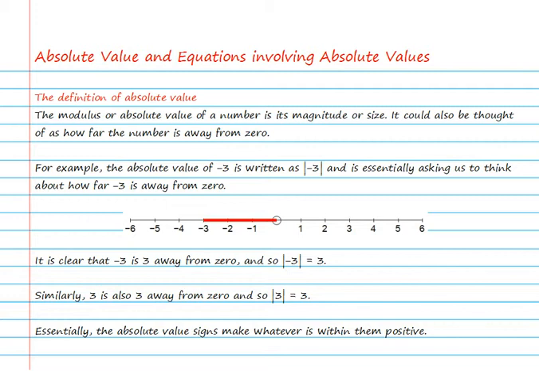So for example, what we're talking about is that the positive or negative, the sign of it, is irrelevant. We're interested in the size of it. We can also think about the absolute value of a number as being how far it is away from zero. So for example, the absolute value of -3, the notation is here. Straight lines, bars either side of the expression or the value you're trying to take the absolute value of. So the absolute value of -3 is essentially asking you to think about how far away -3 is from zero.